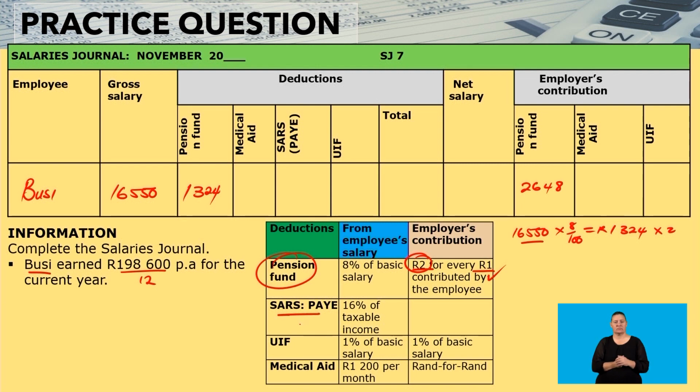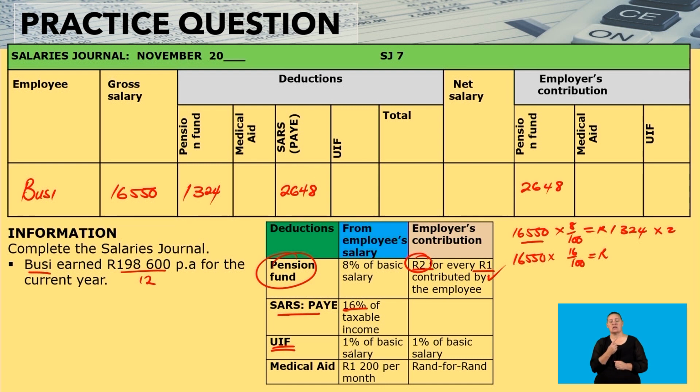Let's quickly go to the next one. SARS Pay As You Earn. When you look at your SARS Pay As You Earn, they're telling us that it will be 16% of taxable income. What is my taxable income? That is my gross. So I'll take my gross, 16,550, multiply that by 16%. Punch that in your calculator, you will get 2,648. Let's go now to UIF.